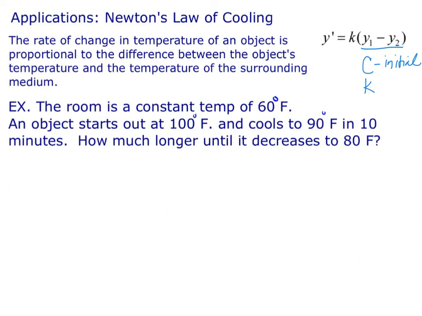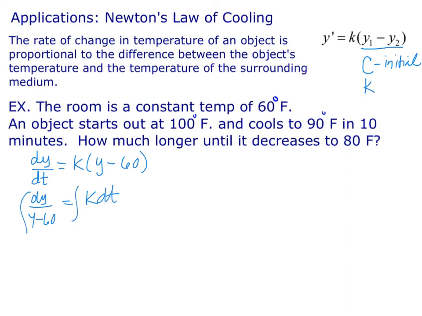Okay, so this looks a little bit different in that you've got a difference in temperature, but it's still the same procedure. So for instance, I'm going to start off with dy/dt, the derivative of y with respect to t, is equal to k times y minus 60, because 60 is the constant temperature of the room. All right, and so if you separate the variables, I have dy over y minus 60 is k dt, right? And I'm going to use that to integrate and solve for c. So this is the natural log of y minus 60 equals kt plus c.